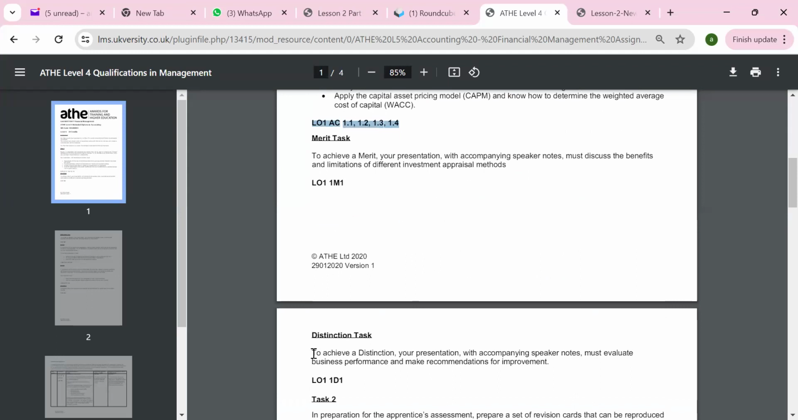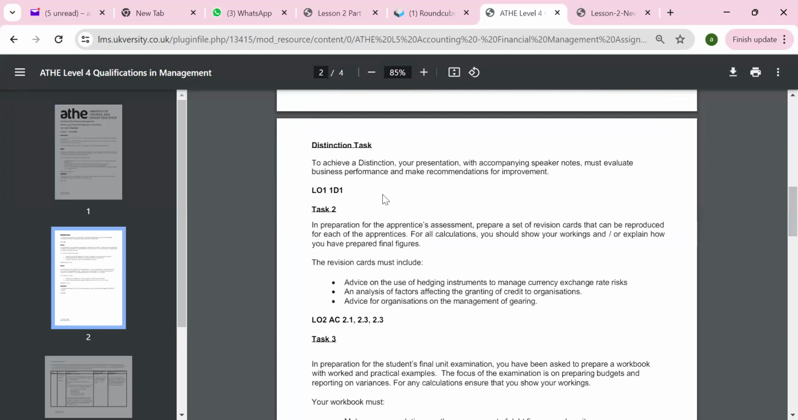If you want to look at the merit and distinction criteria: to achieve the merit, complete the speaker notes. You can record the presentation and include the speaker notes. To achieve the distinction, your presentation and speaker notes must evaluate the performance of the company. That's LO1 D1.